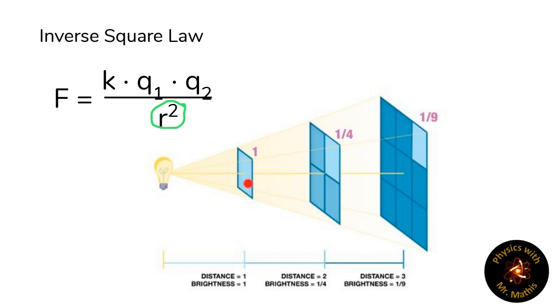We're only doubling or tripling the distance, but the amount of light is going down to a fourth or a ninth. Same thing with the electrical force. If you double the distance between the two charged objects, the force becomes only a quarter of what it was before. Or if you cut the distance between the two objects in half, the force becomes 4 times as much as it was before. That's the inverse square law.